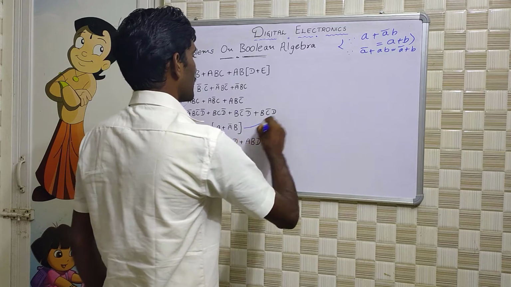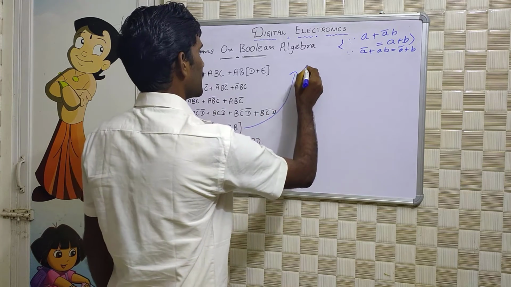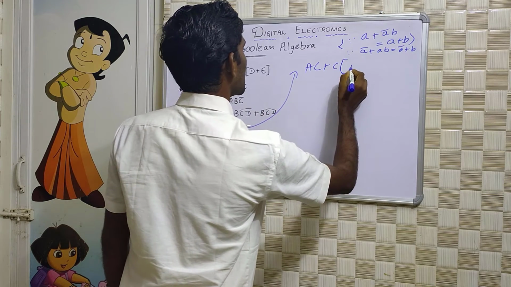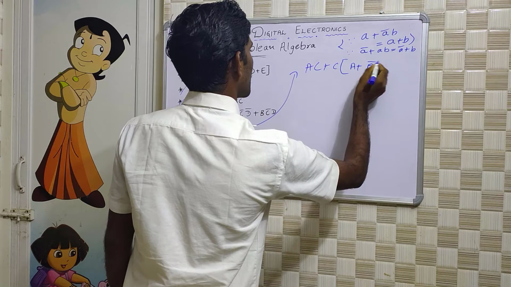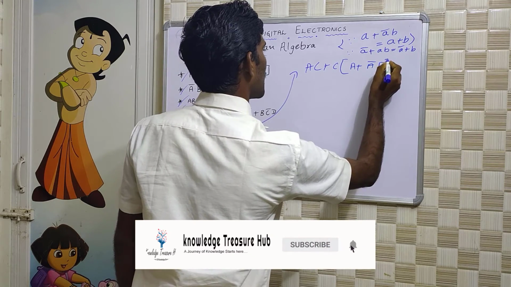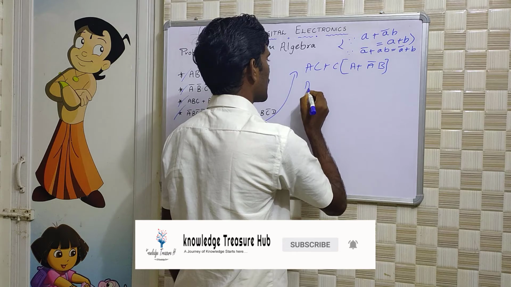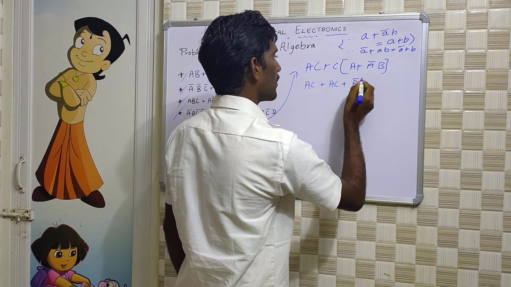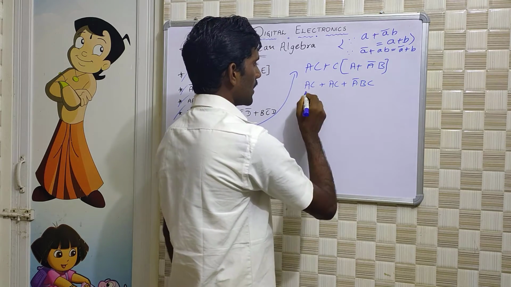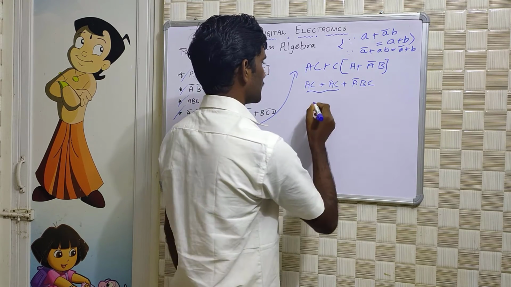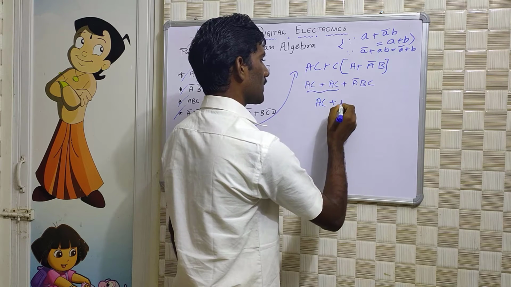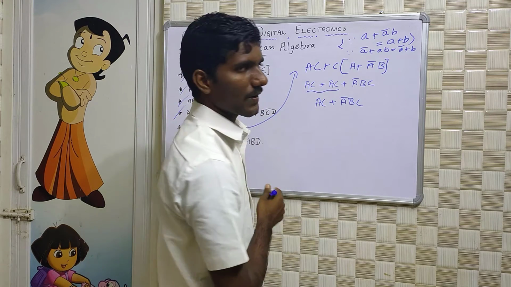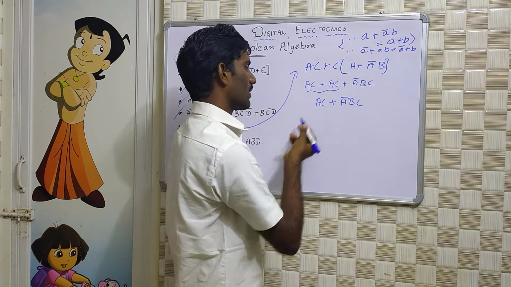So next we will see the fifth one. A C plus C into A plus A bar B. So we will expand the term. So A C plus A C plus A bar B C. So A plus A is equal to A. So A C plus A bar B C. Repeated terms we can omit since A plus A is equal to A. So A C plus A C is equal to A C.